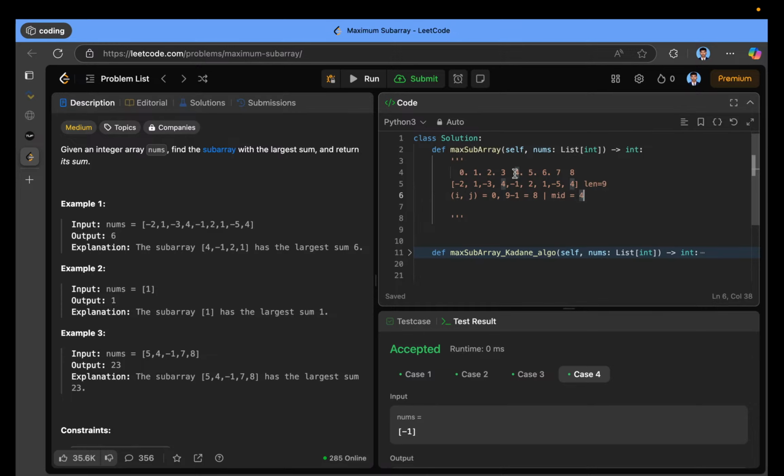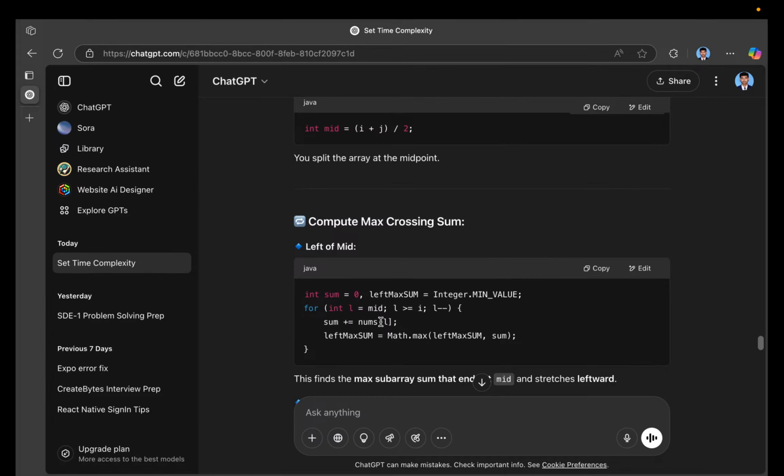mid is 4, so mid index is 4 and the left index starts from mid. Okay, now what they have done: L equals mid, and I is 0. Then one loop goes from 4 down to 0 and finds the sum plus nums[I], taking Math.max of the left max sum. So they are not removing any negative number, they are just finding the max sum from the left.